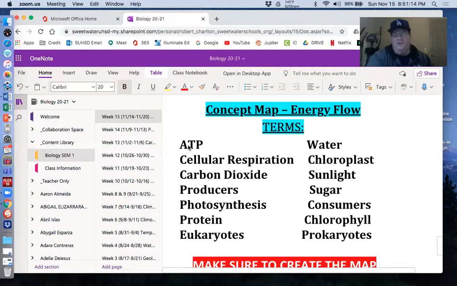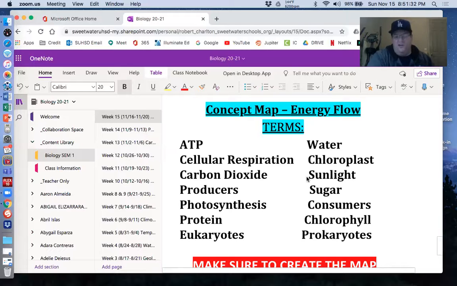Okay, so skip that one. You don't know that one yet. Cellular respiration, we haven't gone over that yet. But you know chloroplast, that was photosynthesis. Sunlight, producers, you know what those are, consumers, chlorophyll, that's from photosynthesis. Okay, so a lot of this is from photosynthesis and the stuff we'll learn this week.